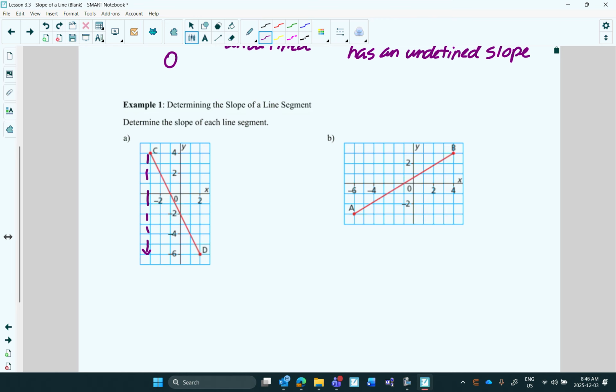Should we go down? 10? 10, right? We went down 10. How much do we go horizontally? 5. So the slope is going to be negative 10 divided by 5, which we can divide cleanly to get negative 2. That's our answer.